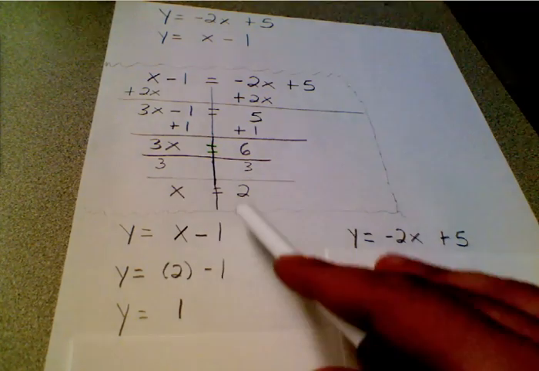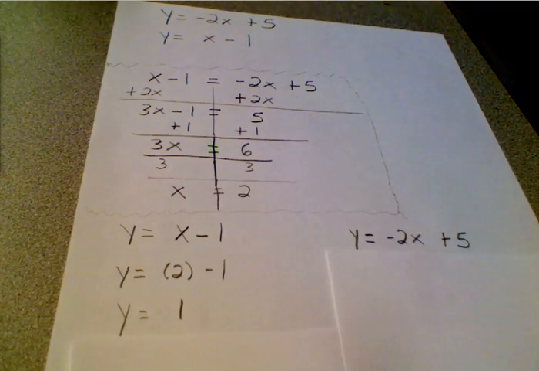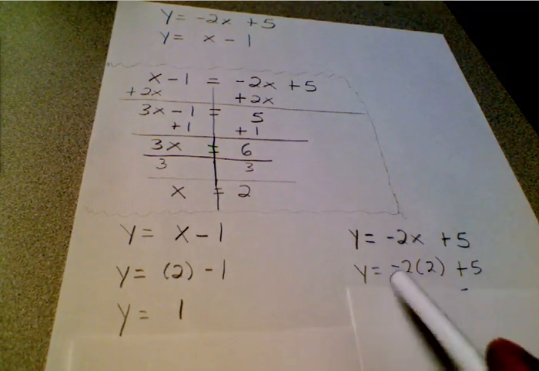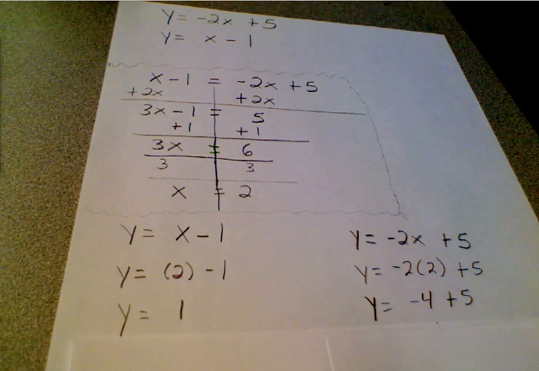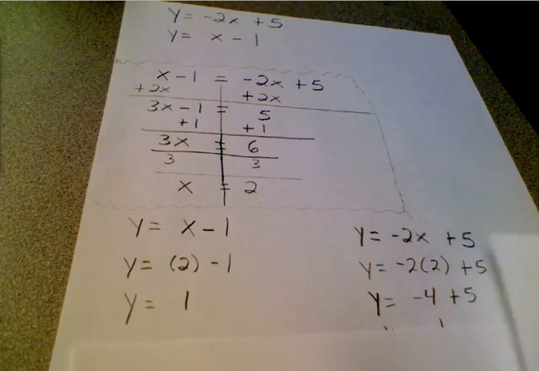So again, I'm just going to replace x with 2 here, and I see that y equals negative 2 times 2 plus 5. Negative 2 times 2 is negative 4, and negative 4 plus 5 then is 1.